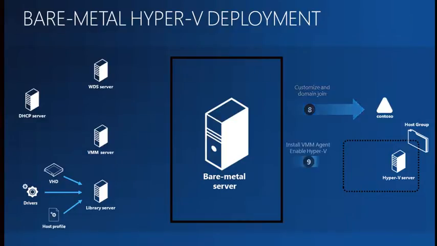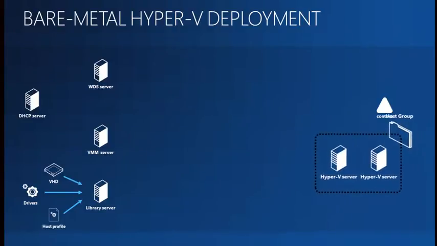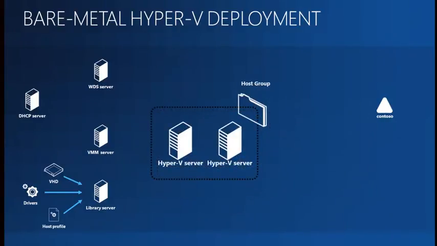Once it's added to the domain, Virtual Machine Manager installs the VMM agent on top of it to be able to do further actions like enabling the Hyper-V role or adding it to a host group. Once the VMM agent is there, it also runs further customization to configure certain components of that physical server, like enabling the RDP stack. So you can see that Virtual Machine Manager is not just managing your VMs anymore. It can now help you deploy your Hyper-V servers even faster. So it solves a lot of problems here.